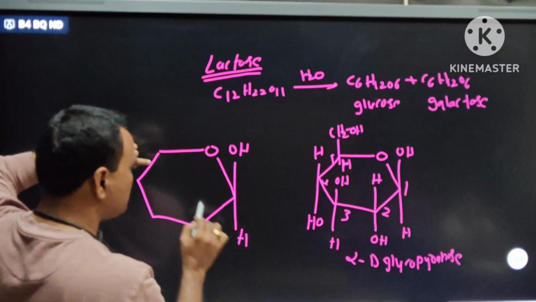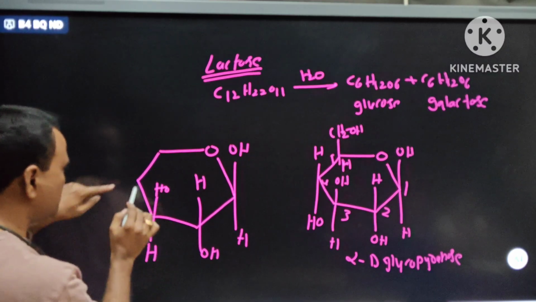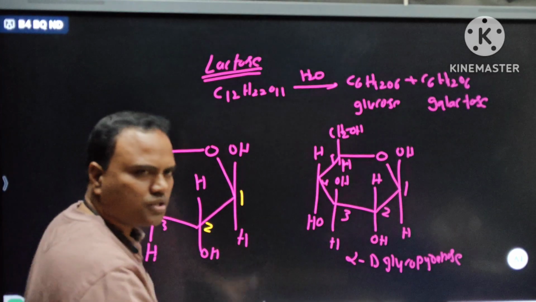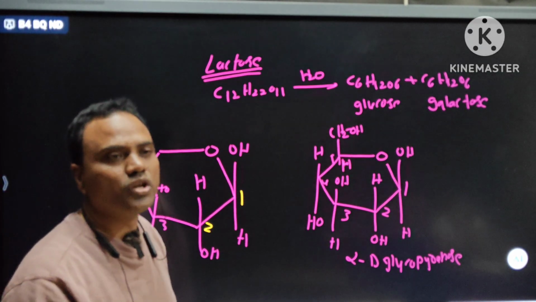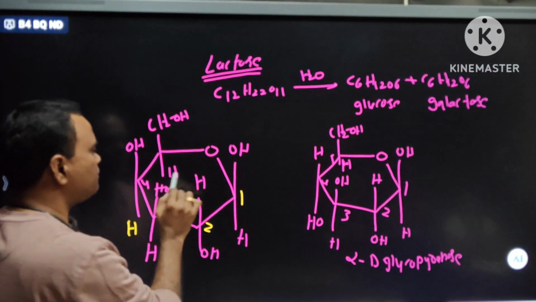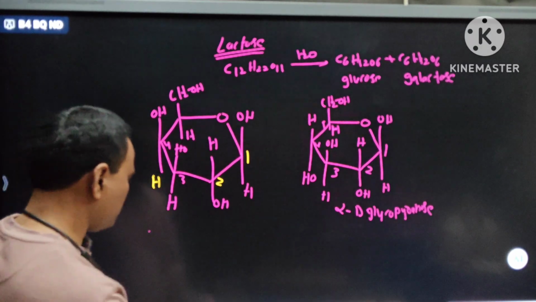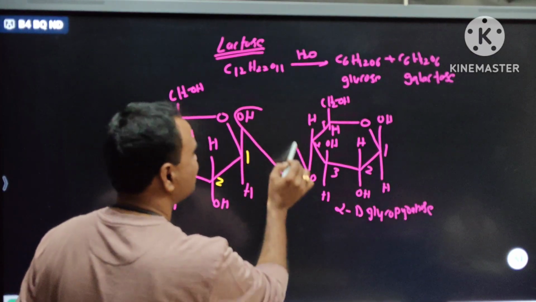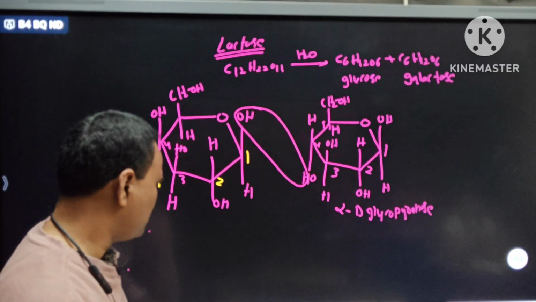OH, H, OH, H, OH, H. This is the fourth carbon. 1, 2, 3, 4. Fourth carbon, OH is down. Here OH is up because glucose and galactose are C4 epimers. At the fifth carbon CH2OH is always up. Now remove a water molecule from these two. Okay. Now you will get the structure.